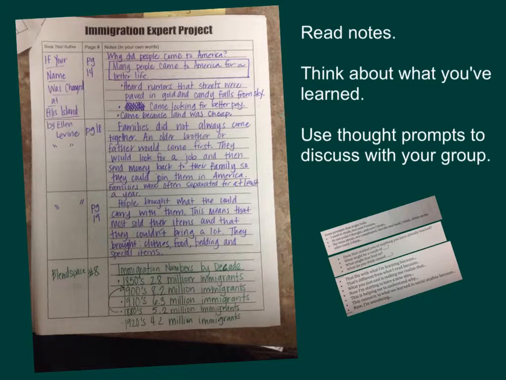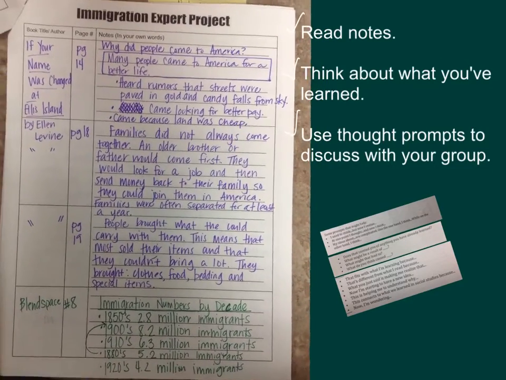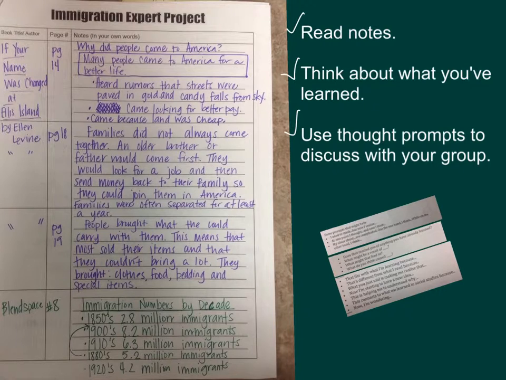Readers, we're going to practice this together before you go off and do this with a few group members. So our steps when we're doing this are to read our notes, and then we are going to think about what we've learned from those notes, and then we're going to use thought prompts to discuss them with our group. So I have a copy of my notes, and I'm going to do the first step, which is read them.